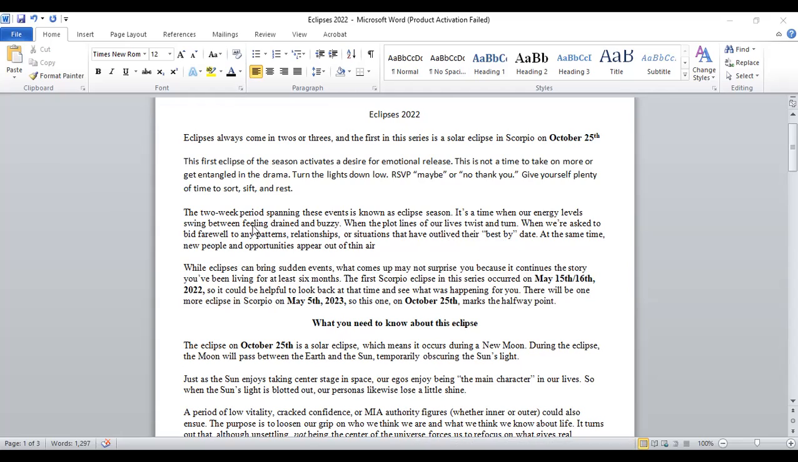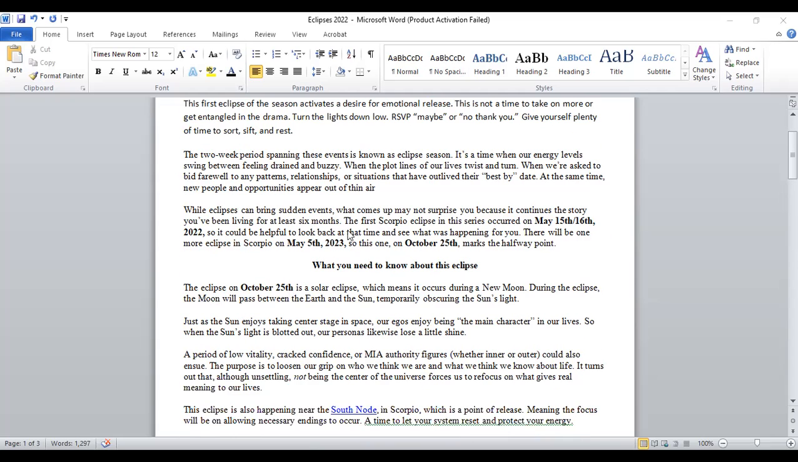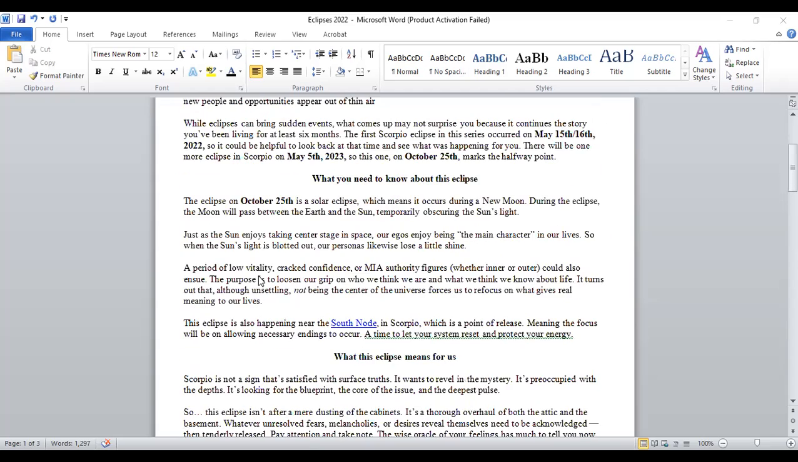Anyway, during this 2-week period, our energy levels swing between feeling drained and real buzzy. It's a real manic-depressive kind of time. It's when the plot lines of our lives twist and turn, when we're asked to bid farewell to any patterns, relationships, or situations that have outlived their best. At the same time, new people and opportunities almost appear out of thin air. I can attest to that, but I'm not going to get into my drama, but it's just funny.